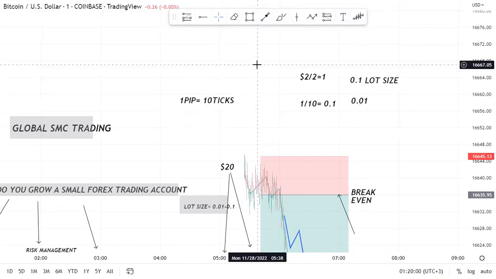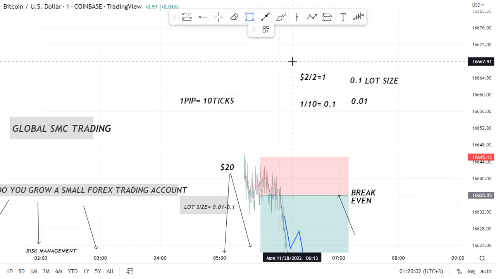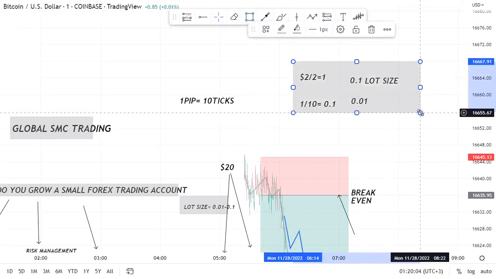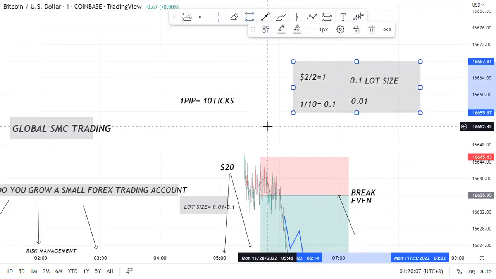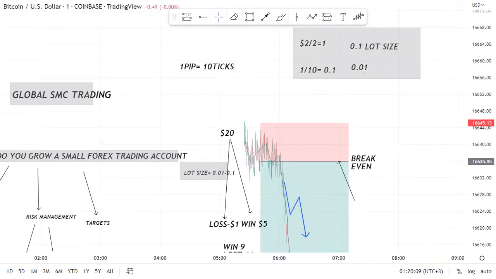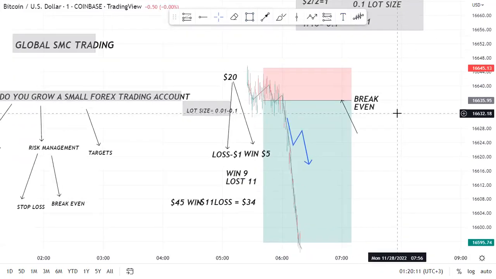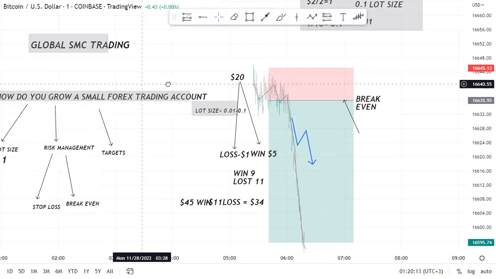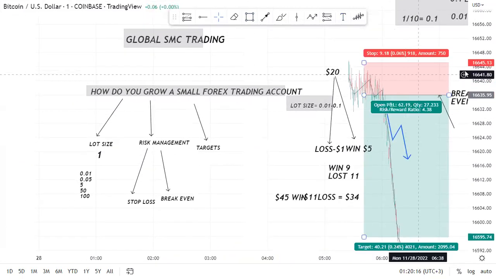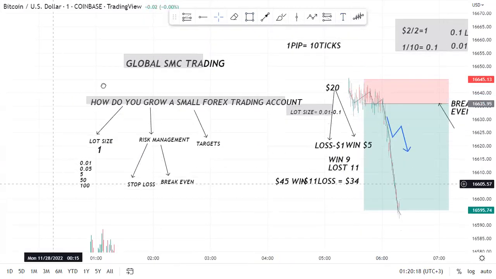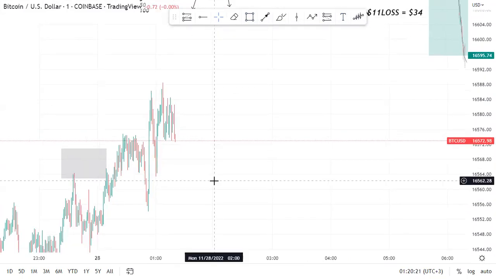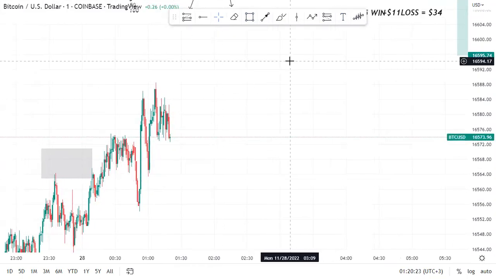This is how you relate, or how you come up with the lot size. If you have struggled with this, I'm going to be doing it in the next video. I'm going to go deep about this, but this is actually how you relate pips, ticks, and lot sizes, right? So once you master all these things, guys, let's just do maybe one example in the actual market, right?